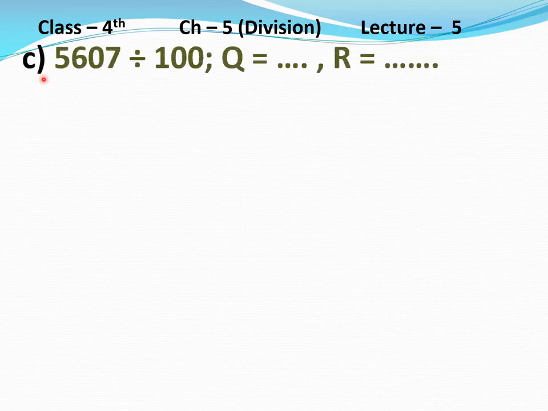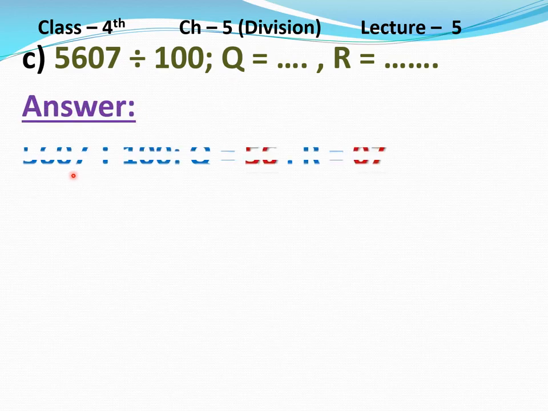Now, C part: 5607 divided by 100. Quotient equal to dash, remainder equal to dash. See, the divisor is 100. So the number formed by the last 2 digits of the dividend, that is 0 and 7, the number formed is 7, that will be the remainder. And the number formed by the remaining digits, that is 5 and 6, the number formed is 56, that will be the quotient.